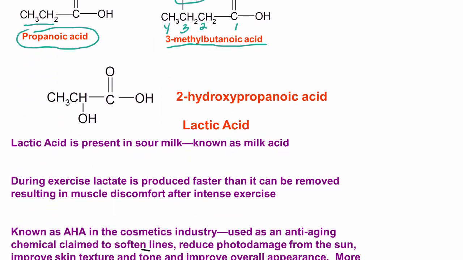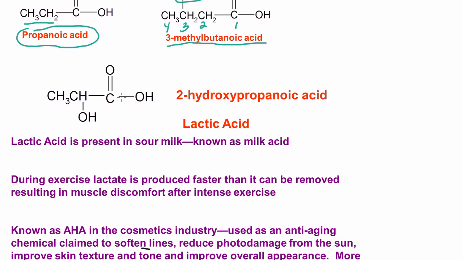Here's one here. Notice it has both a carboxyl group and an OH group. So this is called lactic acid. That is the common name. And we're going to be dealing with this when we get into the biochemistry. We'll actually come across this over and over again. But its IUPAC name would be 2-hydroxypropanoic acid. So the acid has priority over the alcohol.